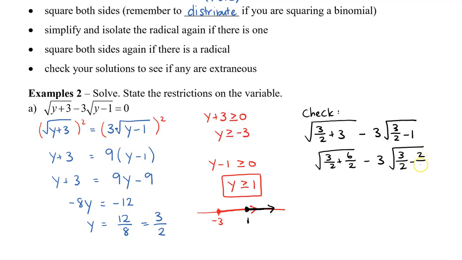So that would be 2 over 2. In the first radical, we get 9 over 2. In the second radical, we get minus 3 square root of a half. Now, this is where we need to maybe combine.